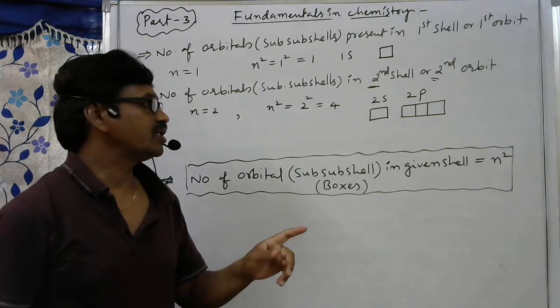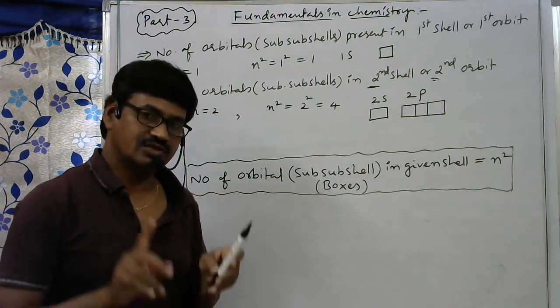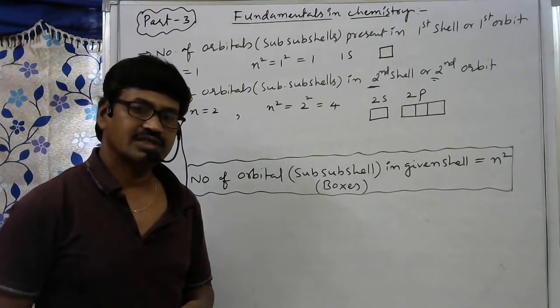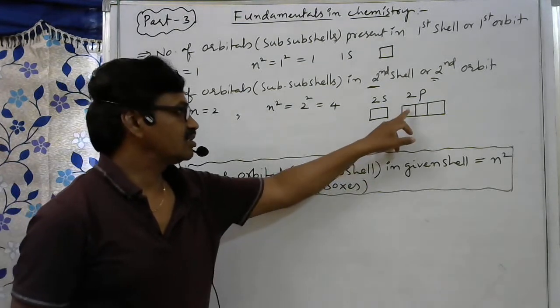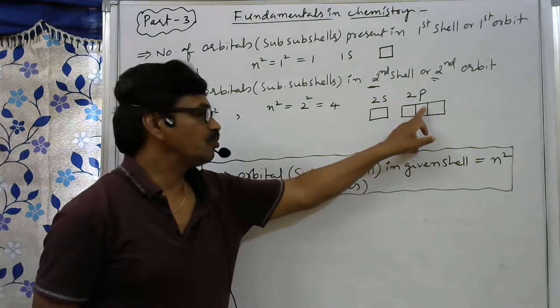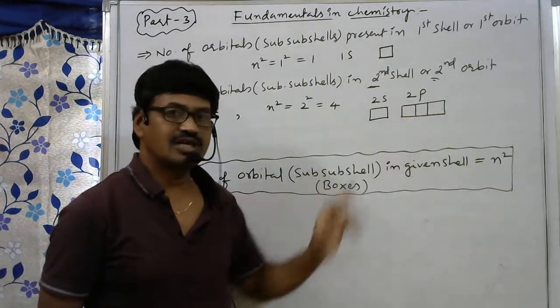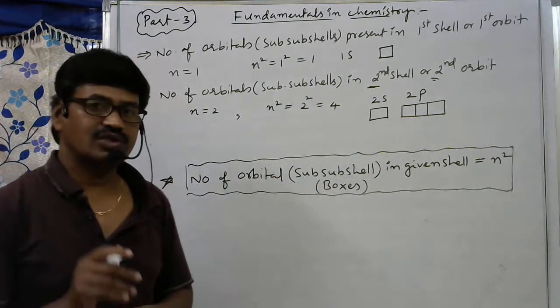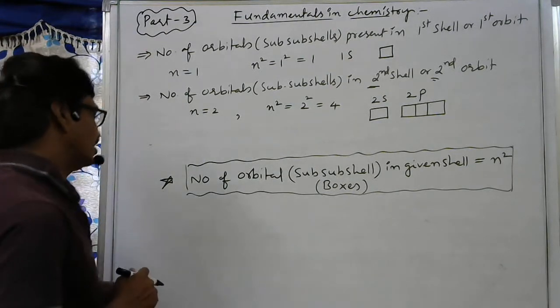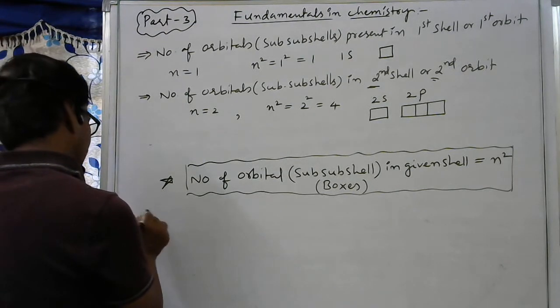2s and 2p. 2s contains only one box, and 2p contains 3 boxes. It is 2px orbital, 2py orbital, 2pz orbital. Here the s orbital is only 1. Similarly, here I am writing one more.